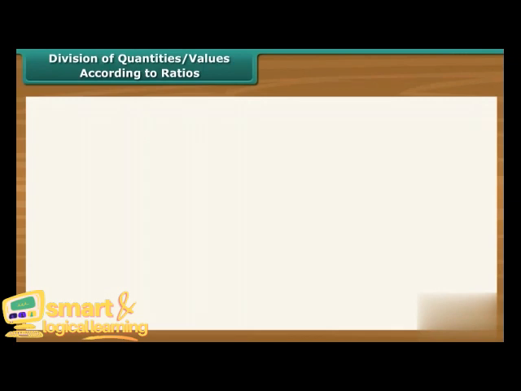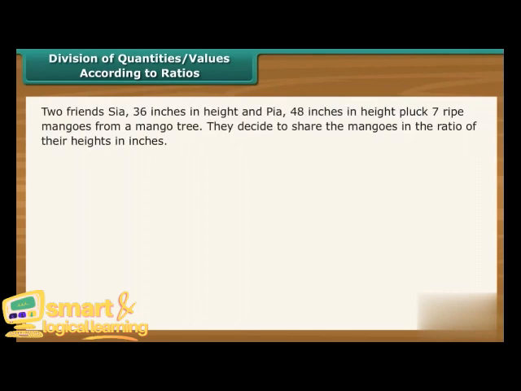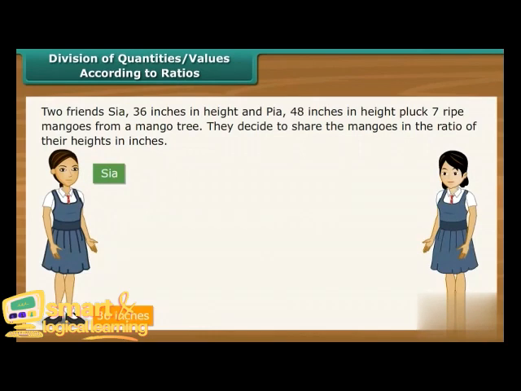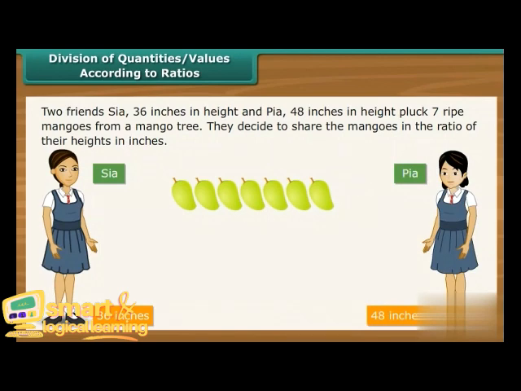Division of quantities, values, according to ratios. Let us now use ratios to divide quantities and values. Two friends, Sia, 36 inches in height, and Pia, 48 inches in height, pluck 7 ripe mangoes from a mango tree. They decide to share the mangoes in the ratio of their heights in inches. How many mangoes will each friend get to eat? Let us first find the ratio of their heights. The ratio of their heights is 3:4.